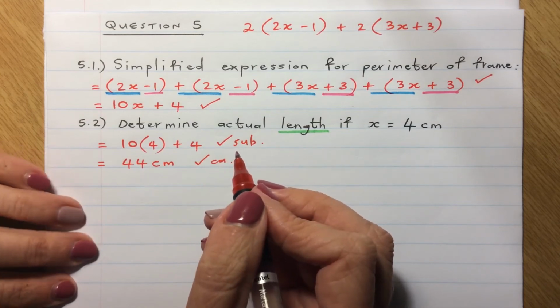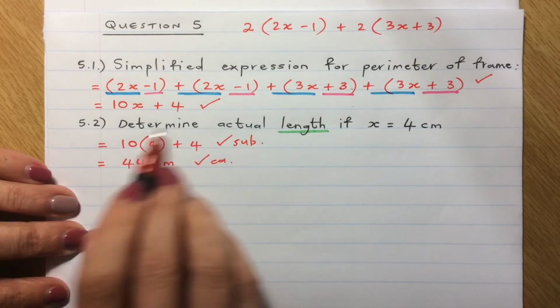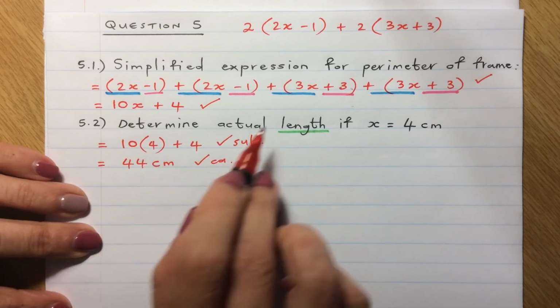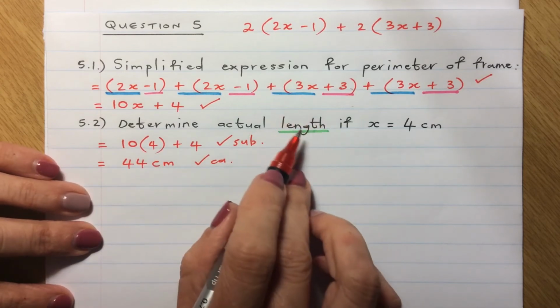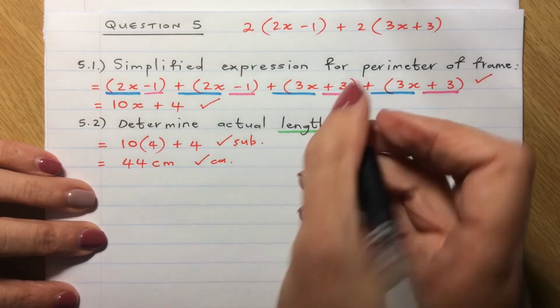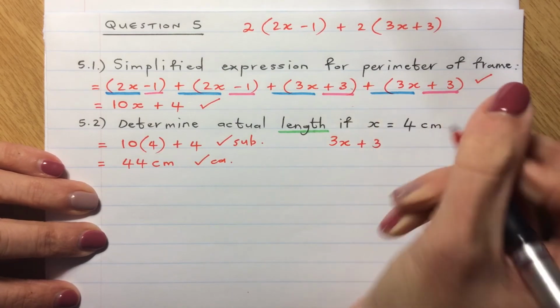Okay, now that was actually the perimeter. I'll tell you what we did. We accepted if you wrote down the perimeter, because lots of us actually thought that the length meant the perimeter. But what was the expression for the length in the photo frame? It was 3x plus 3.